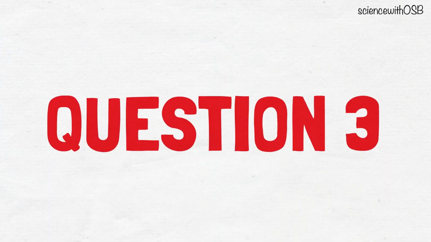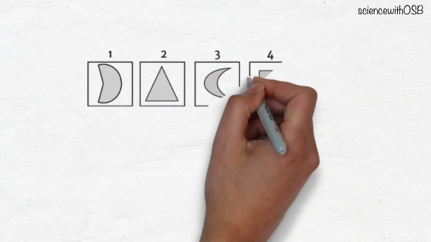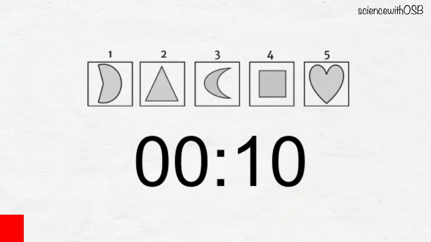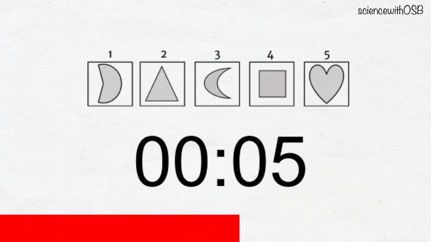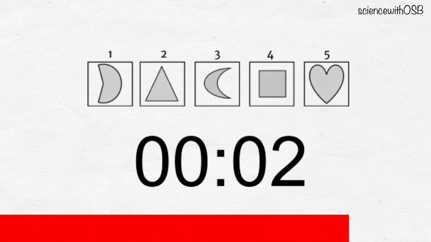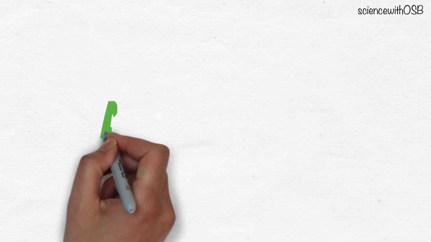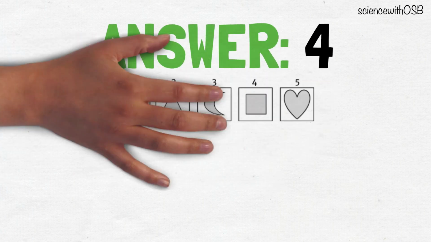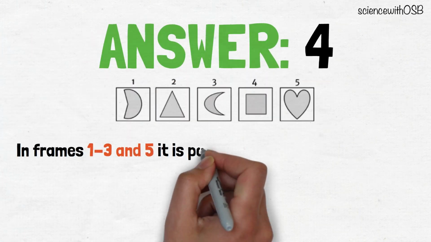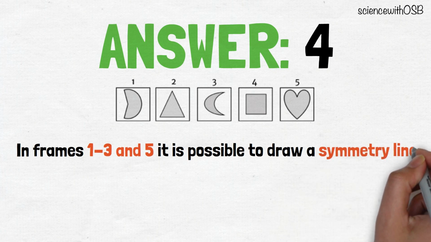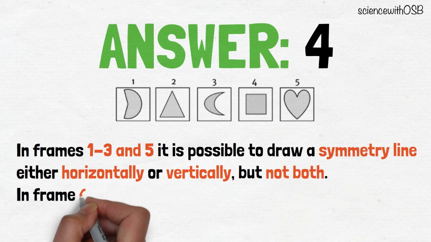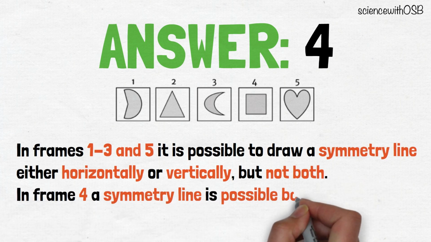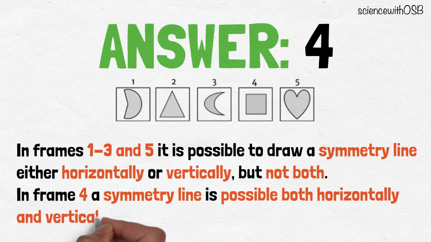Question number 3. Which one over here do you think is the least accurate? Yes, the correct answer is 4. In frames 1, 3 and 5, it is possible to draw a symmetry line either horizontally or vertically, but not both. In frame 4, a symmetry line is possible both horizontally and vertically. Thus, the correct answer is 4.